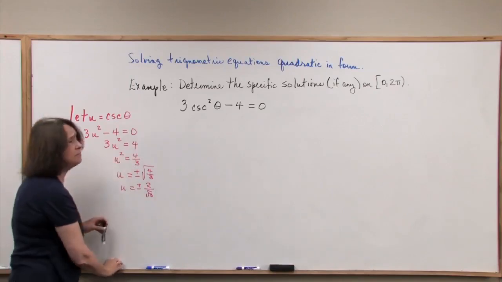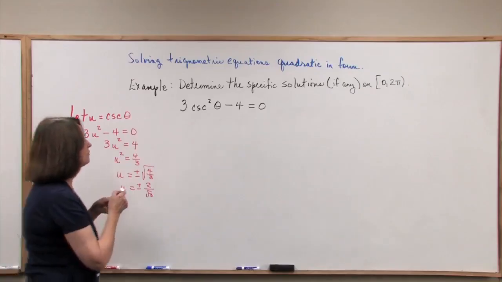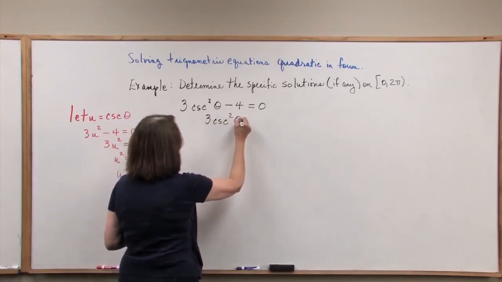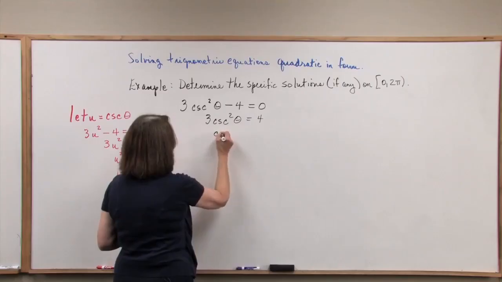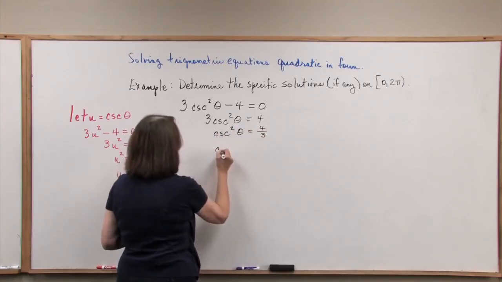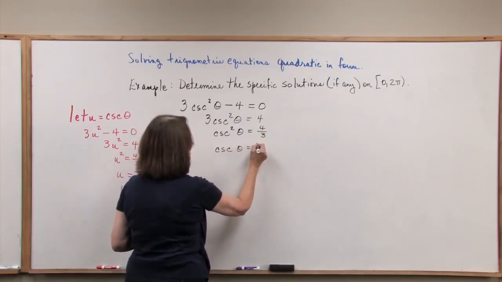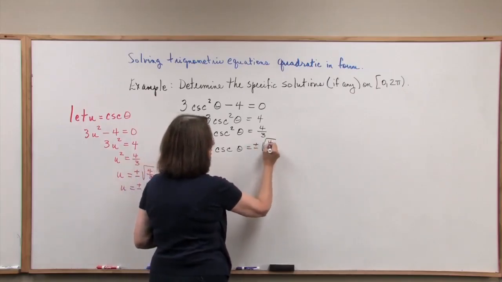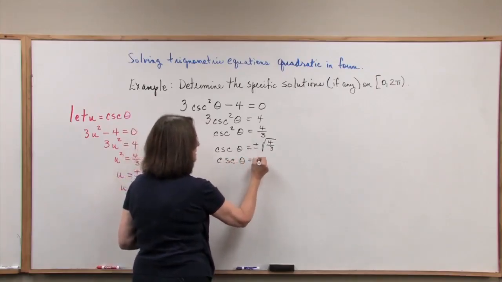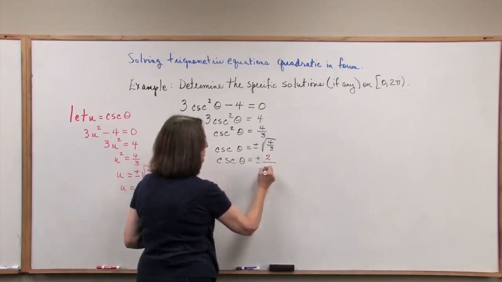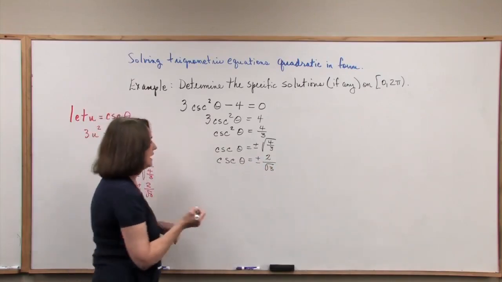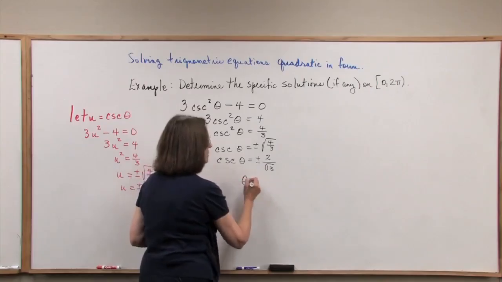I'm going to do the same thing over here. I'm going to add the 4, divide by 3, take the square root, and I end up with the cosecant of theta is plus or minus 2 divided by the square root of 3. I need to solve for theta.